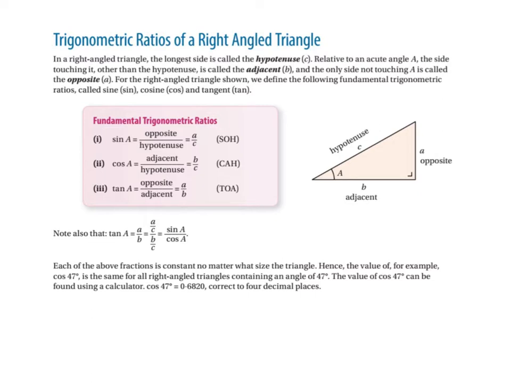Now, what you might not have known is that we can actually write tan of A is equal to sine A over cos A, and this is an example of what we call a trig identity, and we'll be dealing with these further in the course.